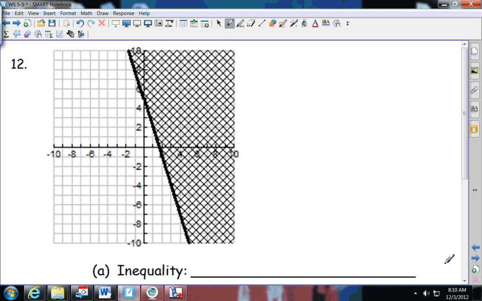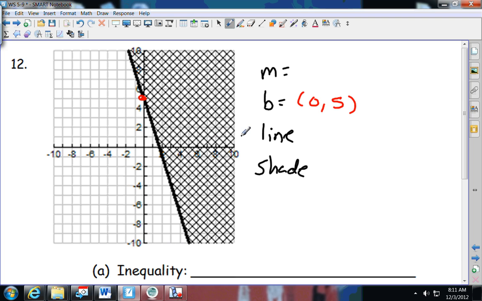All right, here on number 12. First off, we need to figure out the inequality. M, B, line, and shading. B is right here. It is 0, 5. The line is solid. M is the slope. Let me try and look here. What did you guys come up with? I think it's down 3. Yeah, it's going to be down 3 and to the right 1, because if you do 2 a couple times, it won't work out to be the same points. So it's negative 3 over 1, which is negative 3. My shading from my y-intercept is going up.